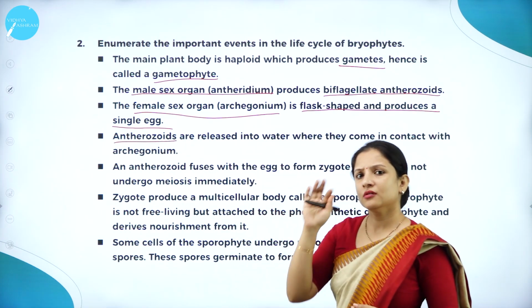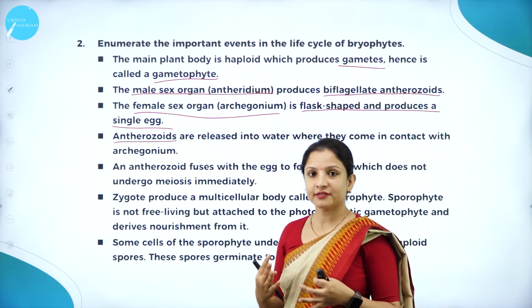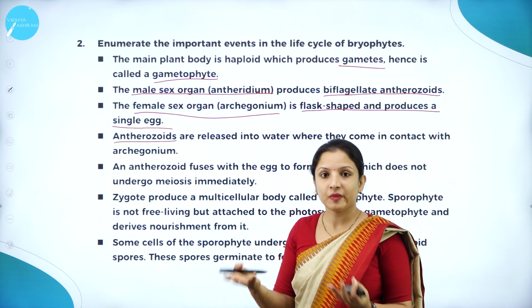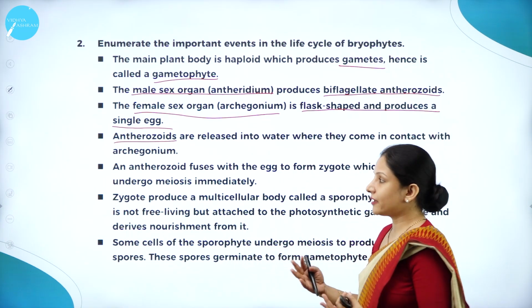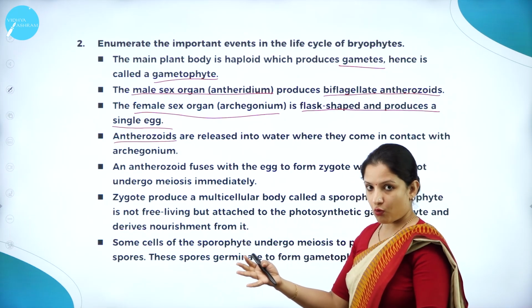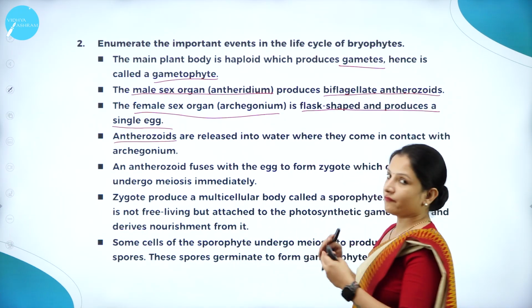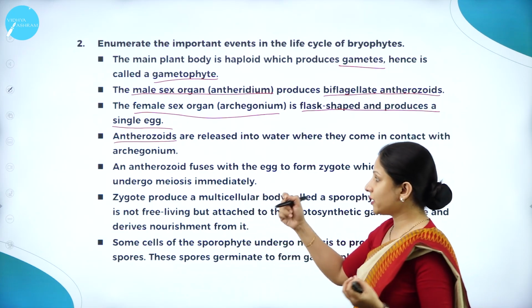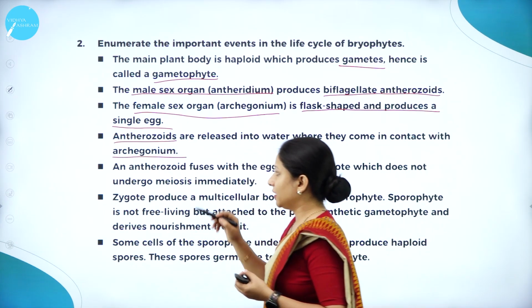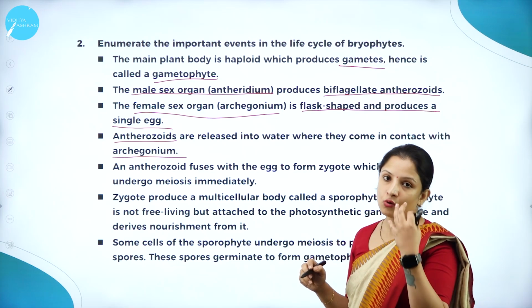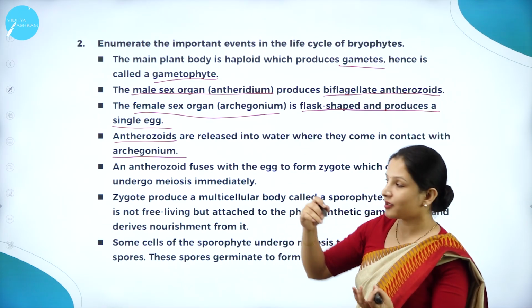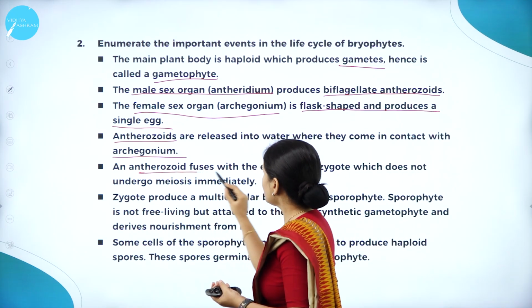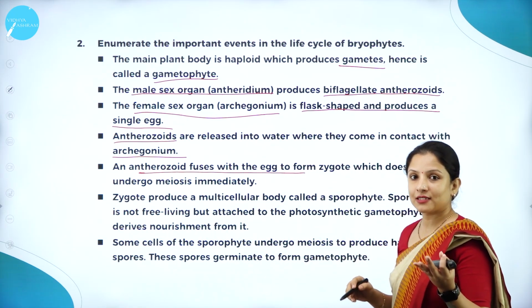Next, what happens? Fusion has to take place. If the fusion has to occur, the male gamete has to go and meet the female gamete, right? So it has to travel. How will it travel? It will be released into the water and from the water, they will swim towards the archegonium. Now in the archegonium, what is there? Ova or egg is there. Then the antherozoids, what will they do? Once they reach the archegonium, they will fuse with the egg.